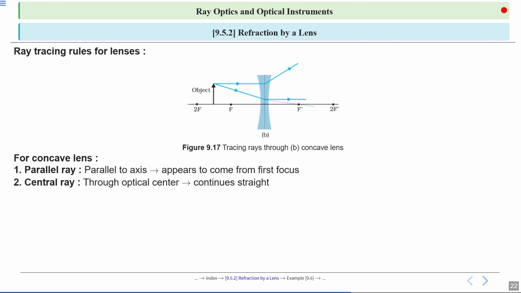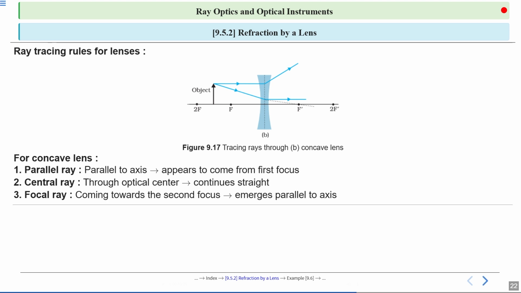Second is central ray, which is not shown here, but it is similar to that in the case of convex lens. The central ray that is passing through optical center will continue straight. It will not bend. And the third thing, focal ray, the ray that is coming towards the second focus, that means F dash, it will become parallel to the principal axis after refraction through the lens.